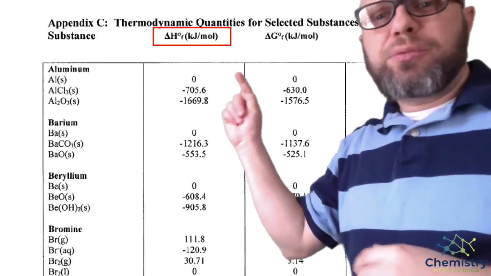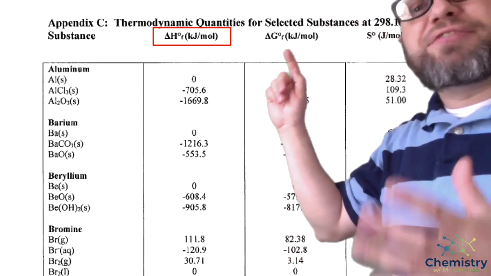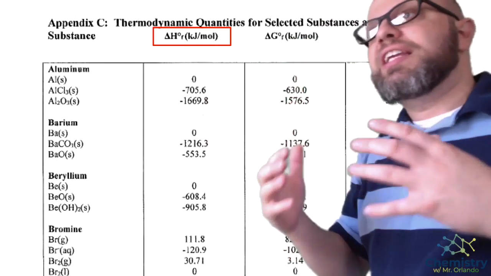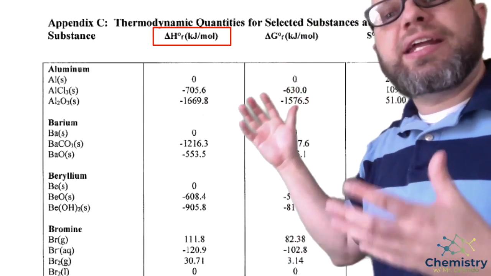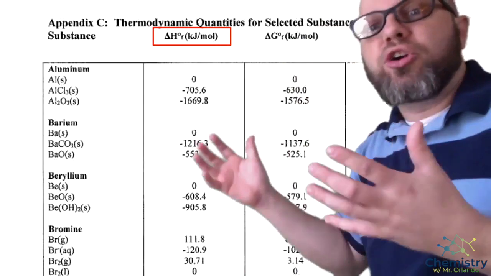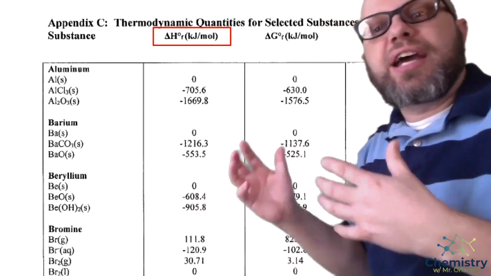So next, going over to the second column, we have delta G of formation. It measures spontaneity. Again, the value for any element in its natural state is going to be 0 because it doesn't need to form, that's its natural state.